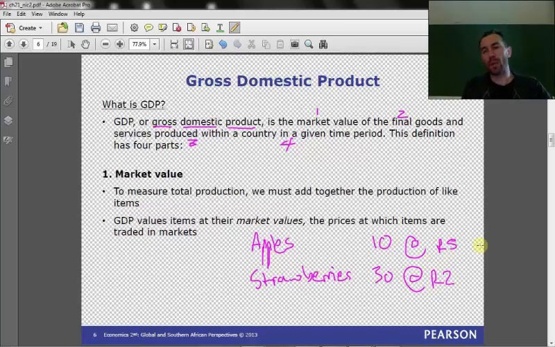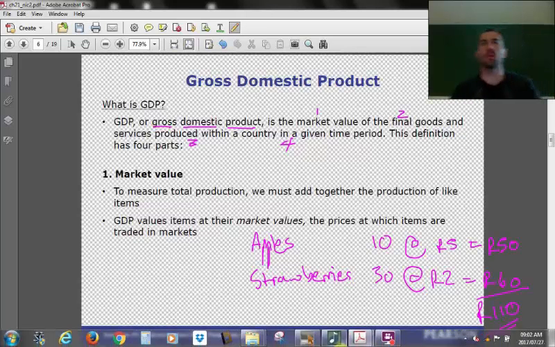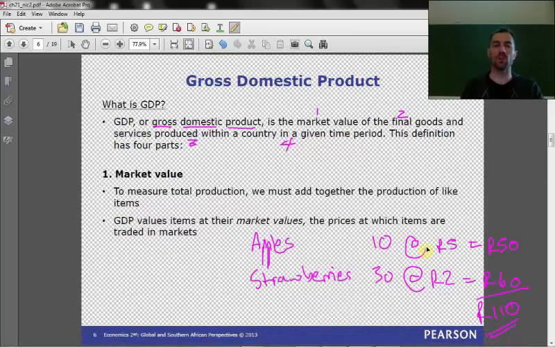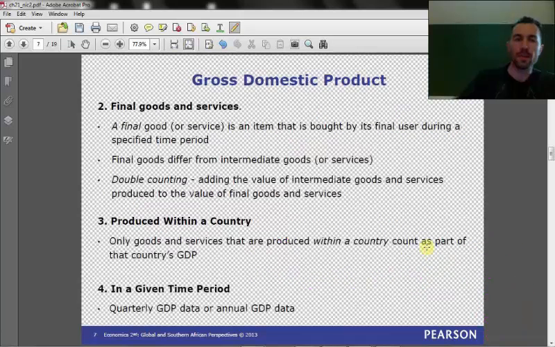So our apples would be, what, 50 Rand worth of apples sold? 50 Rands worth of apples sold, and strawberries, 60 Rands worth of strawberries sold. What was the total market value of the output, or the amount of stuff produced in our economy? That's what we mean. Market value of all the goods and services sold within a country, within a given period of time. We'll get to that in a moment.